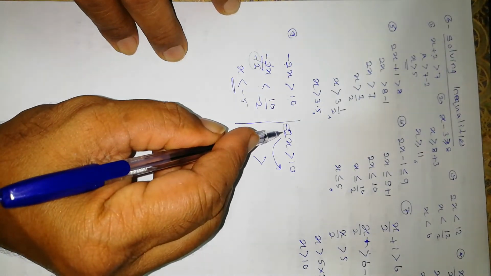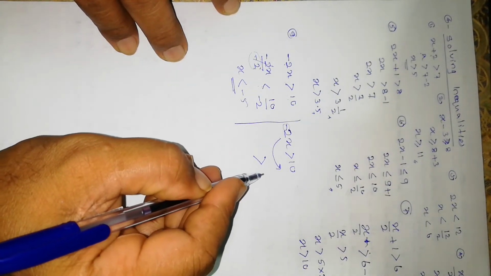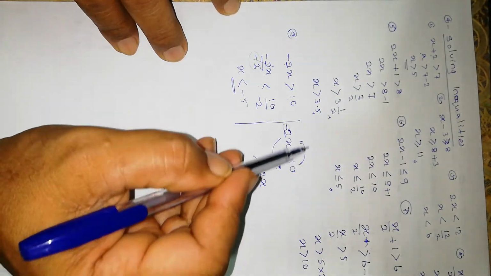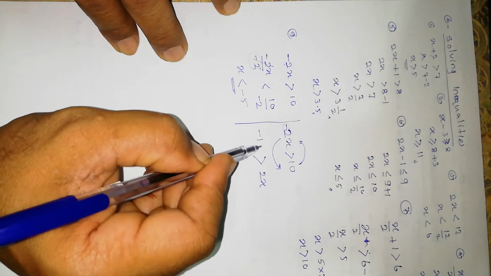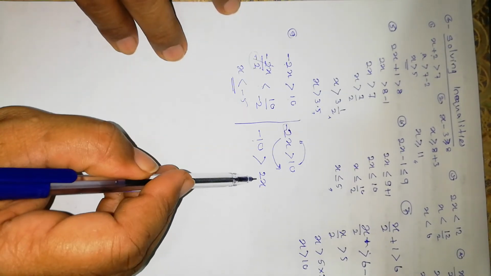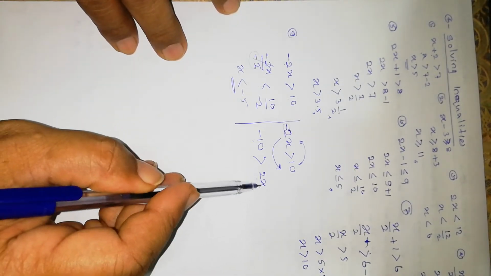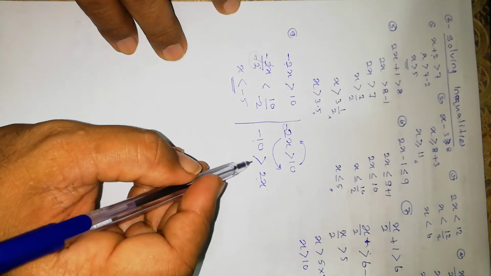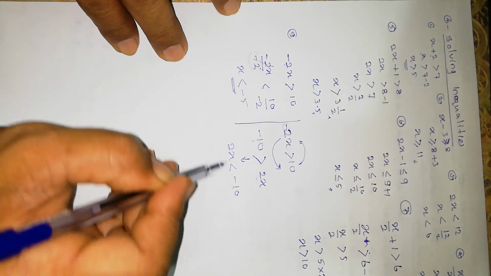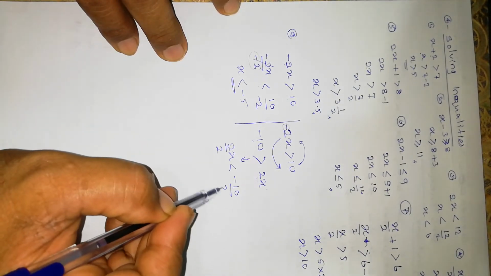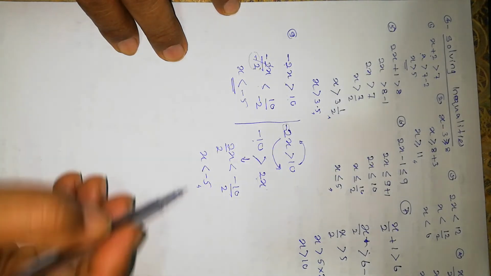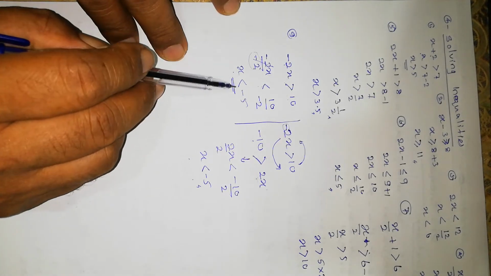What happens to minus 2x, children, when you move it from left to right? It becomes positive 2x. At the same time you move this positive 10 from right to left. Positive 10 becomes negative 10. Now see, minus 10 is greater than 2x. It means, children, 2x is less than minus 10. Now you need to divide both sides by positive 2. When you divide by positive 2, you will get minus 5. Then x is less than minus 5. See, x is less than minus 5.